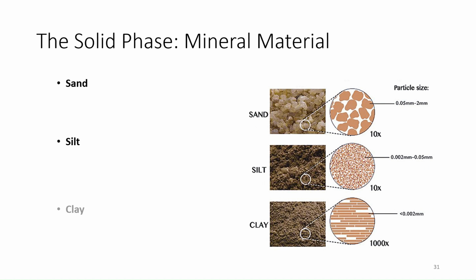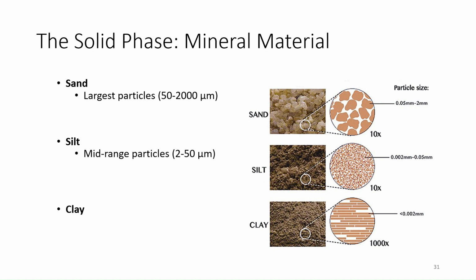And we've discussed this a couple of times, where there's 3 different components to the solid phase of any soil. There is the sand component, the silt component, and the clay component, and they're differentiated by the size of the particles. Sand is the largest size. We say 50 to 2,000 micrometers. What does that mean? Well, it's about the size of sand at the beach.